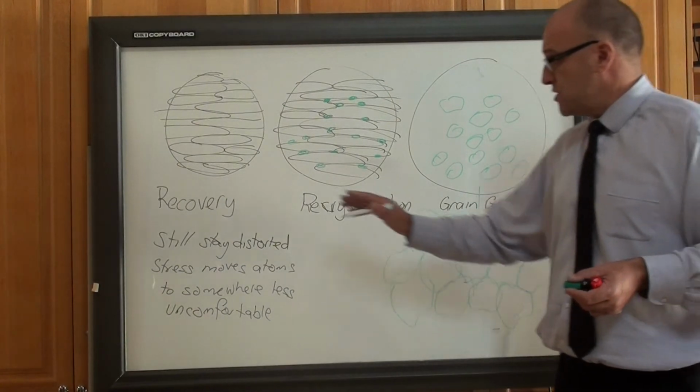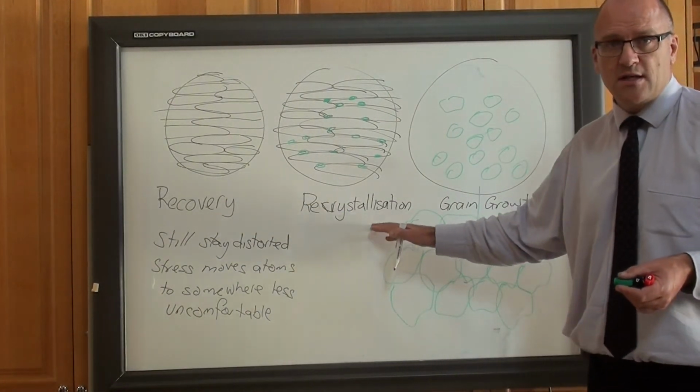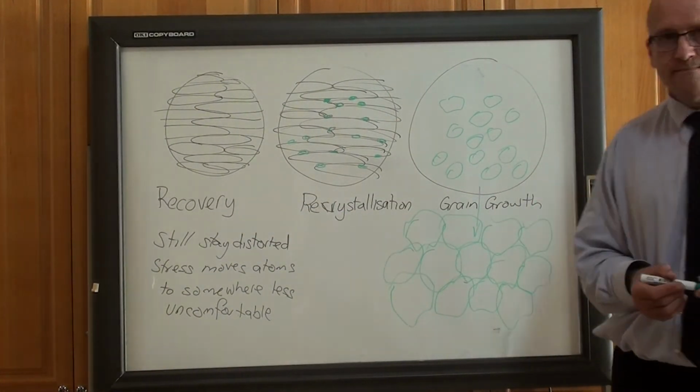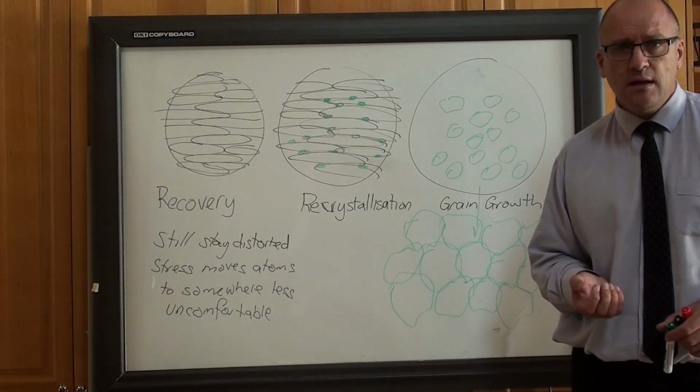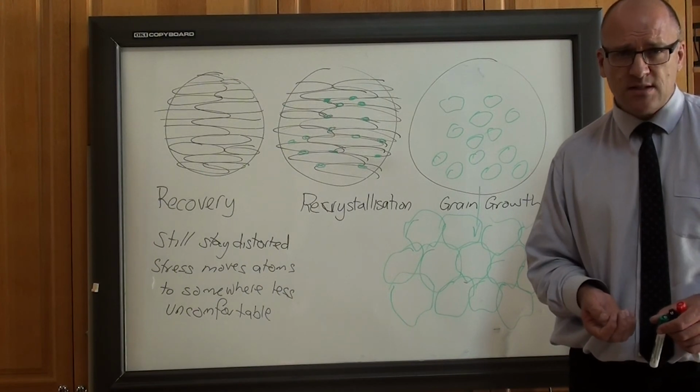Annealing has three stages: recovery, recrystallisation, grain growth. That is the basic principle of what's happening inside the metal in annealing. Next we'll look at what's happening to the properties as this is all occurring.